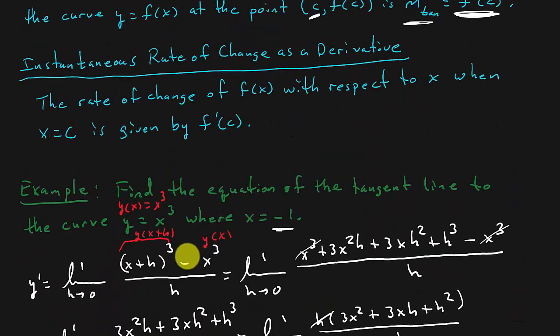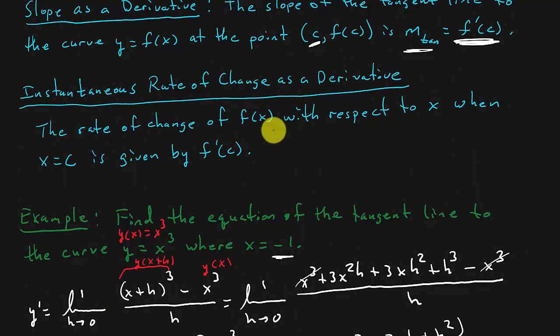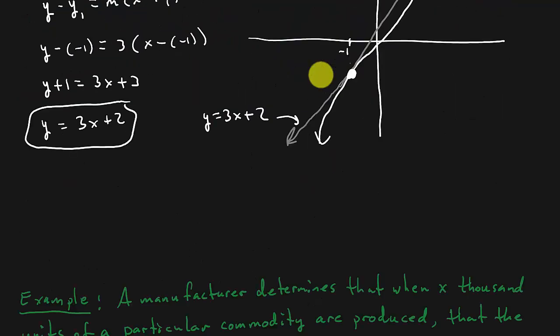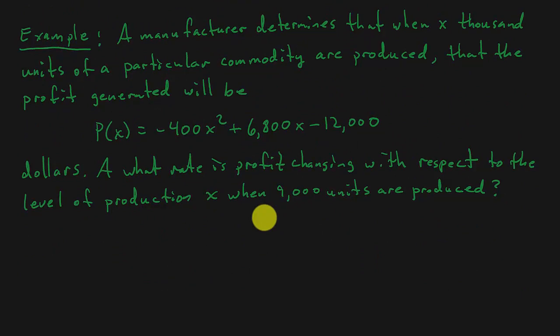So remember, the rate of change of f of x, in this case we have a p of x, with respect to x when x is the 9,000 units, is given by the derivative evaluated at the 9,000 units. So we have to find the derivative of p and then evaluate that derivative at 9,000. All right, so let's do that.